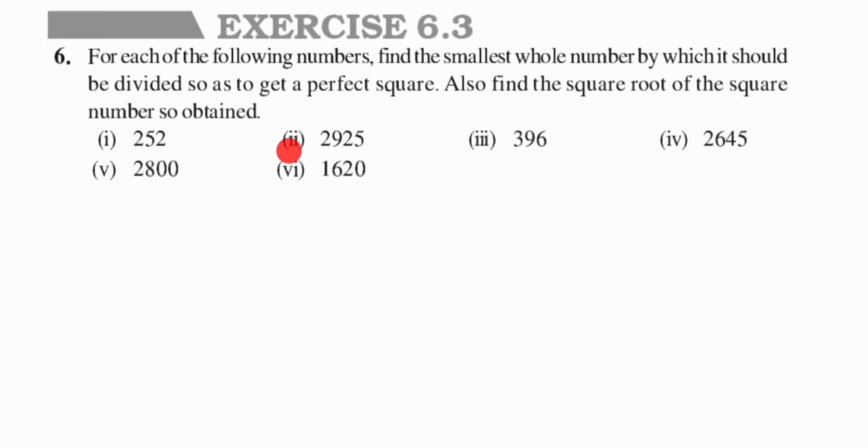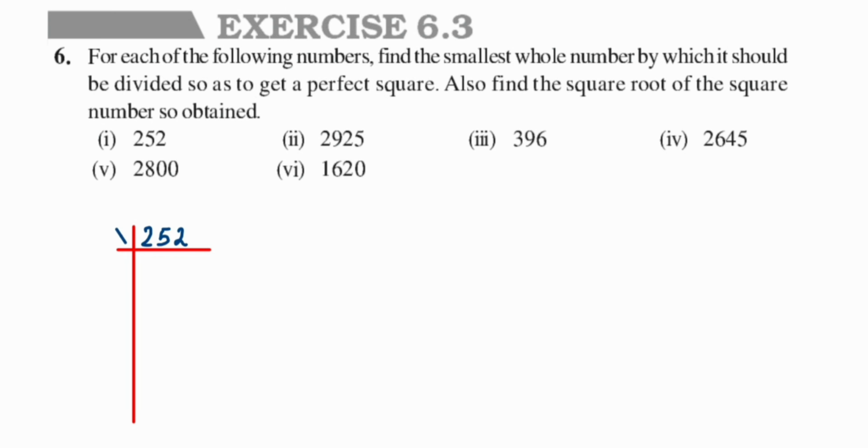So these 6 numbers are actually not perfect squares. We have to make them perfect squares by dividing with the smallest number. So we're going to start with the first one, which is 252. We're going to use the prime factorization method whenever they're asking to multiply or divide by the smallest number. So I'm going to take the number 252. Remember, these numbers are not perfect squares.